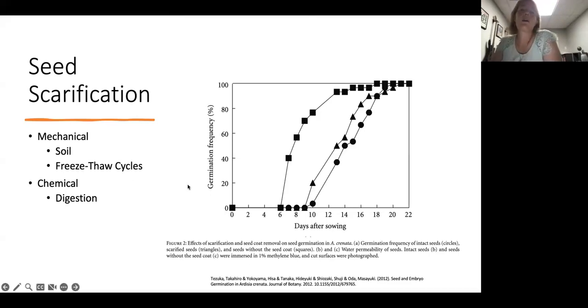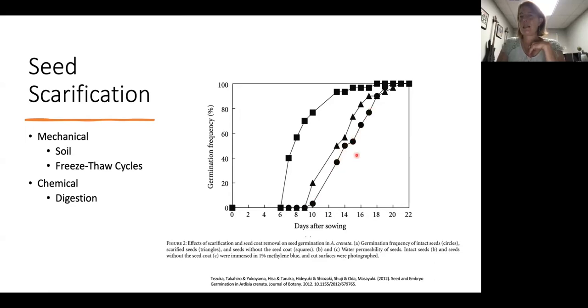So let's just take a look at our graph here. So this is a graph looking at the effects of scarification and seed coat removal. So I can only imagine a graduate student sitting there peeling the seed coat off. Fun times, keeps everybody out of trouble. And they're looking at germination frequency. So we're looking specifically at, so intact seeds are the circles. So I don't know if you can see them here. Let's see, we'll do the laser pointer. Okay, so the circles are here.